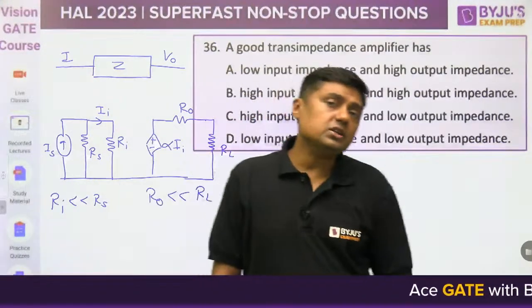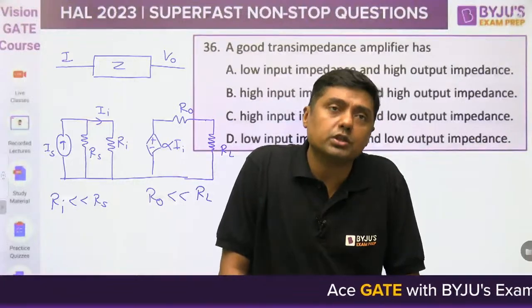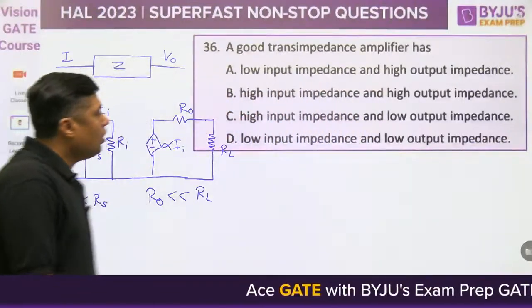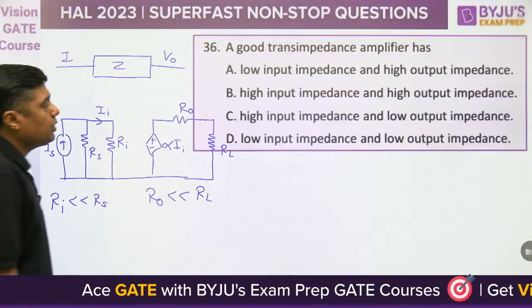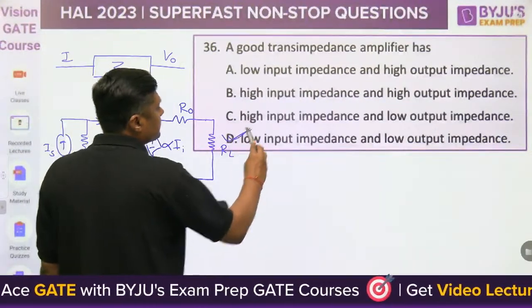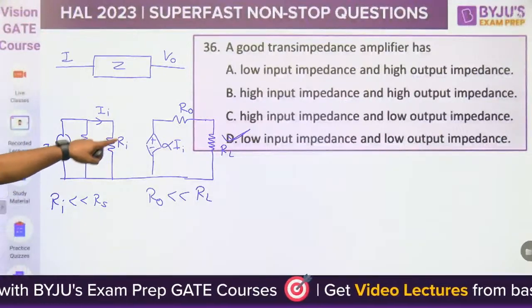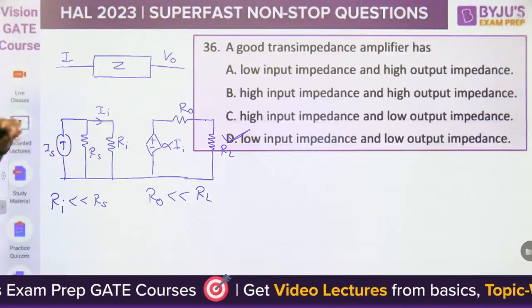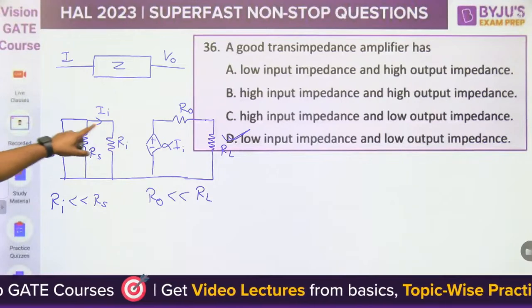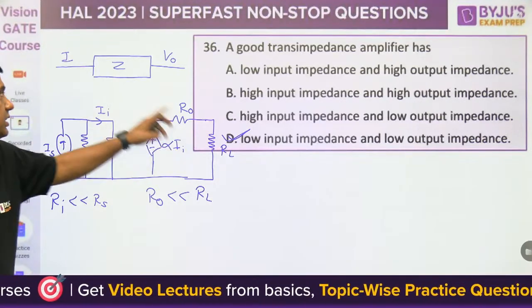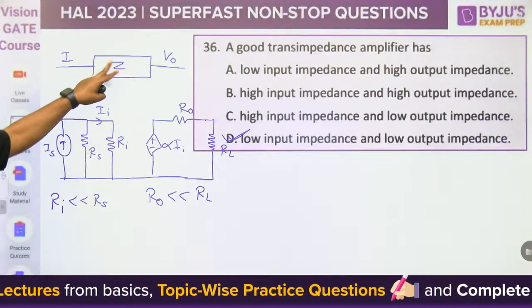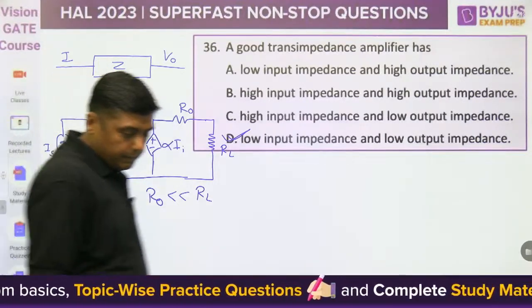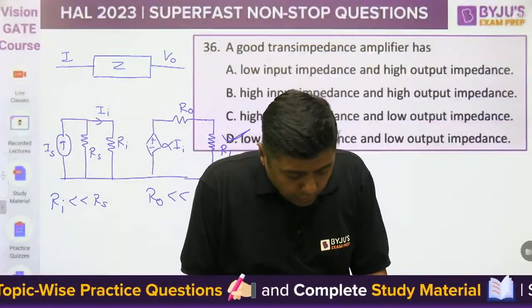Transimpedance means the input resistance should be low and the output resistance should be low. So input low, output low. Which answer is correct? Low input impedance, low output impedance. D. This is the input impedance, and this is the output impedance or resistance to transfer the voltage here, and that is called transimpedance, because V0 by I is equal to Z. Okay, I think now it is clear to you, everyone.